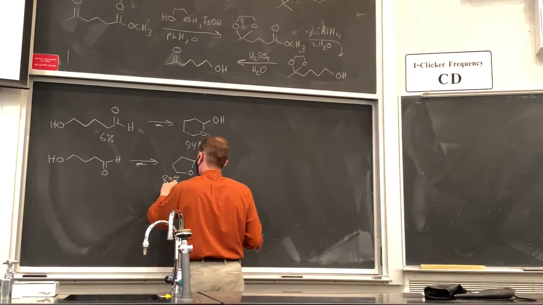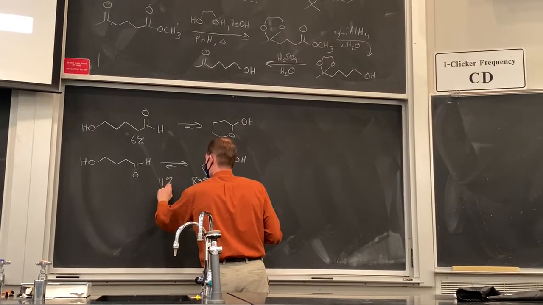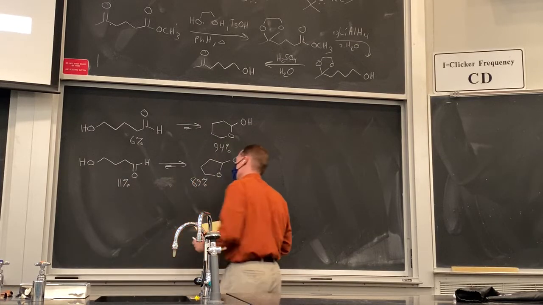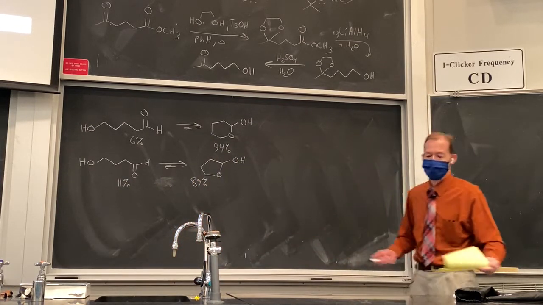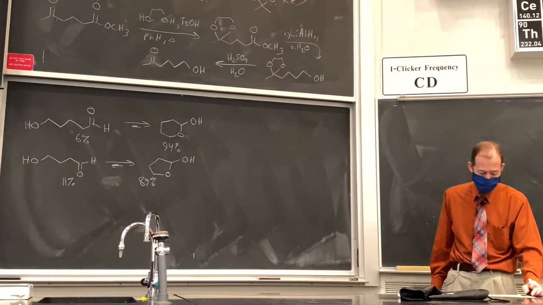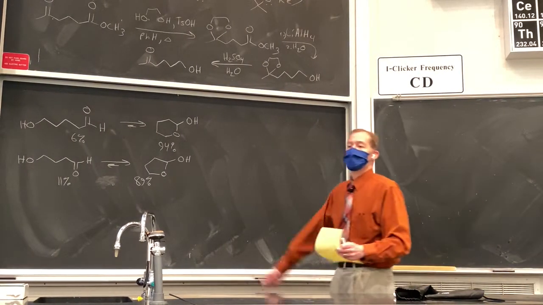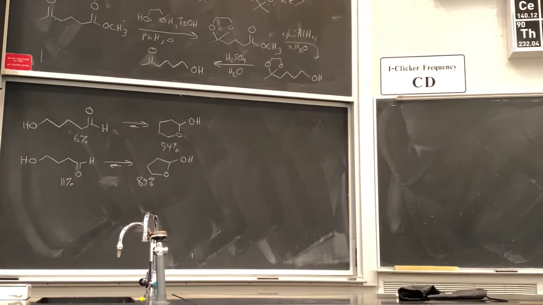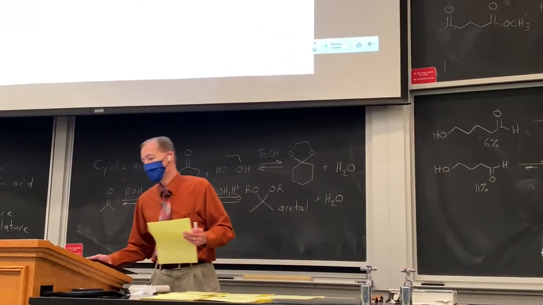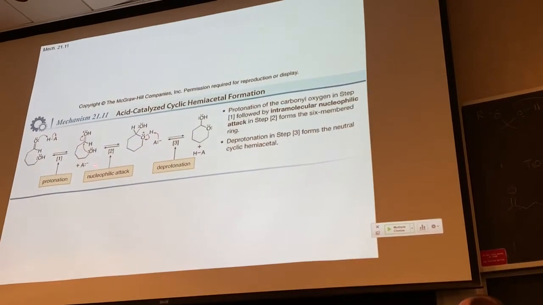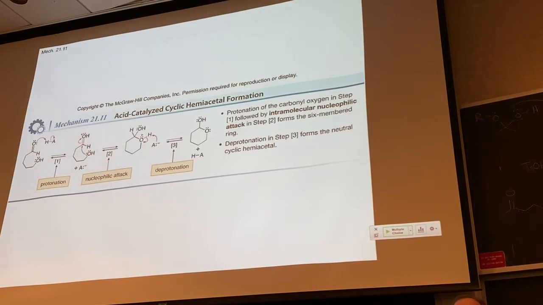Here the ratio is not quite as favorable because I'll put that over here. The 5-membered ring has a tiny amount of ring strain that's not present in the 6-membered ring. Okay. So the mechanism for formation of a cyclic hemiacetal is the same as the acyclic one. It's just that your nucleophilic attack is an intramolecular process forming a ring.